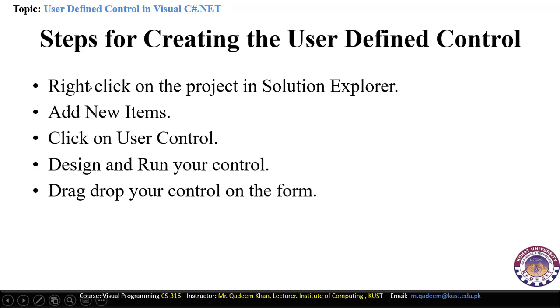Now, what are the different steps used for creating the user-defined control? There are many steps. First, you need to create a new project in the Solution Explorer. Then go to the Solution Explorer and right-click on that particular project. Then click on Add New Item. Then click on user-defined controls. Then you need to design and run your application, and then drag and drop that user control onto your form.